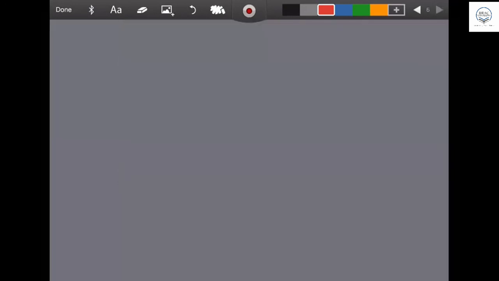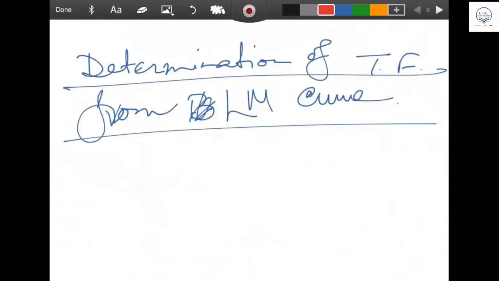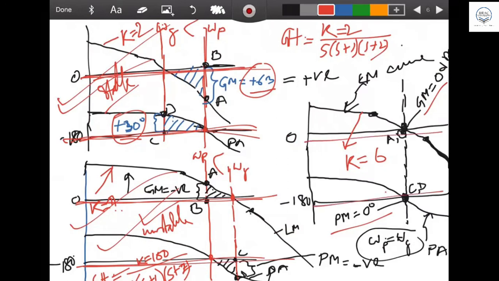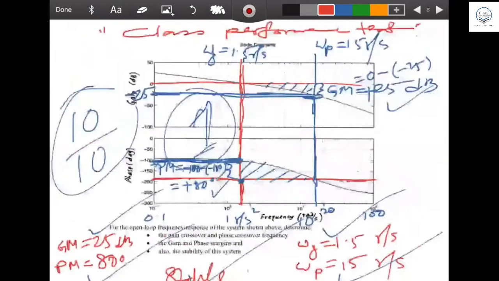I'm going to show you one thing here, then I think you can understand it better. Look at it. You can see here the gain margin, stable case. Stable case, gain margin is under the 0 dB line and above the 180 degree line. And in the unstable case, gain margin is above the 0 dB line and phase margin is below the 0 dB line. And only this case is on the 0 dB line. That means we can conclude like this.